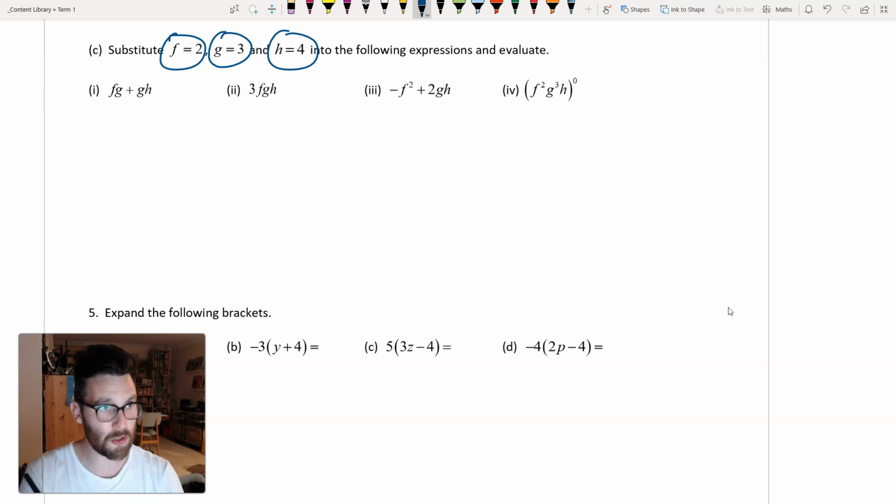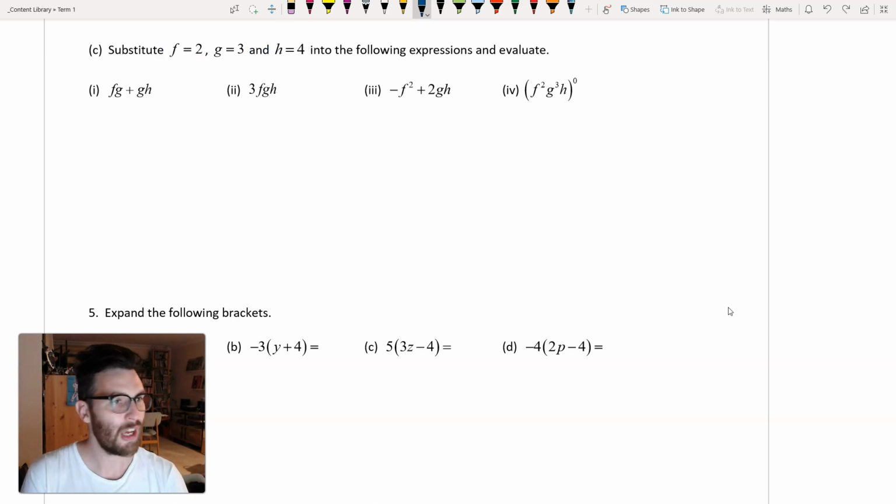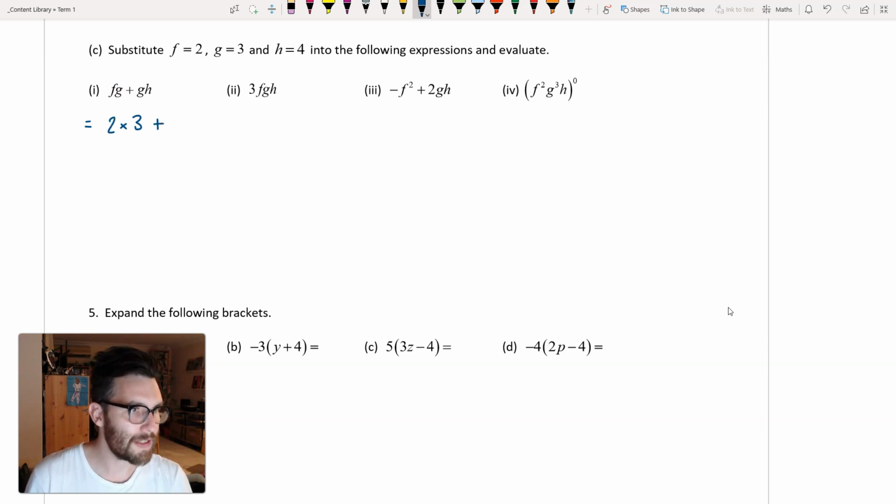So when we substitute those in, when we swap them in, we've just got to make sure we're using the right numbers. So for example here, f times g, f is 2 times g, which is 3, plus g, which is 3, times h, which is 4. So now we've got 2 times 3 is 6, plus 3 times 4, which is 12, gives us 18.